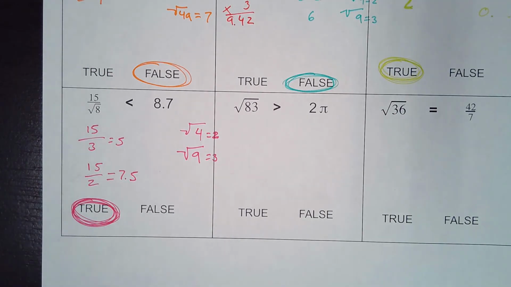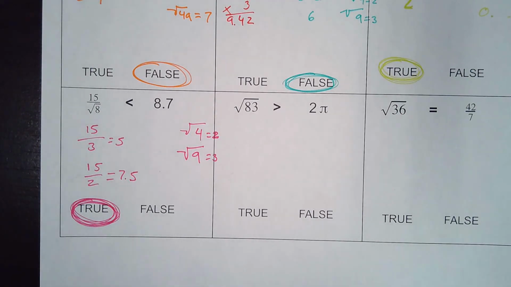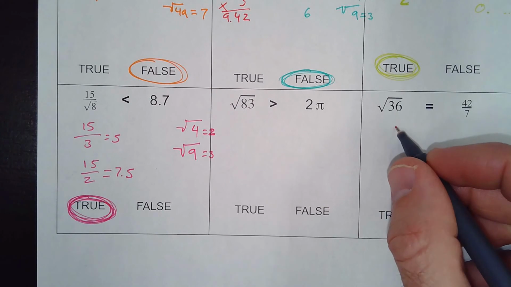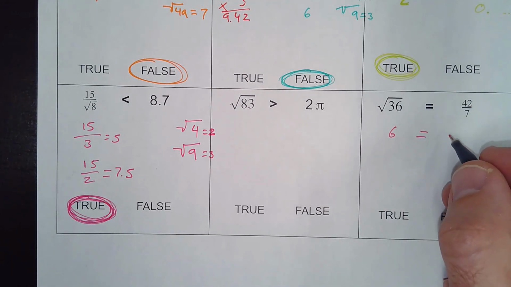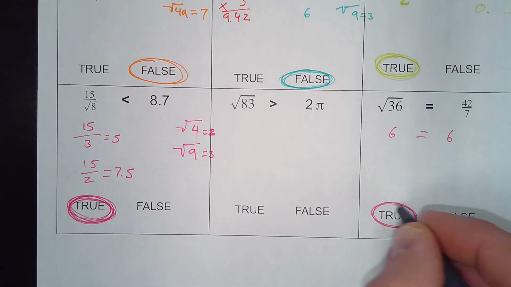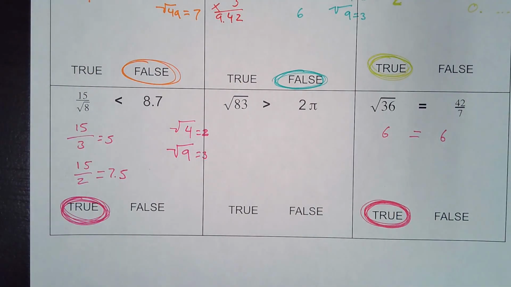All right, let's look at the last one just for the interest of time. The square root of 36 is 6, which is equal to, well, 42 divided by 7 is also 6, so that is true. All right, and I encourage you to try that middle one there if you want to try it on your own to get a little extra practice.